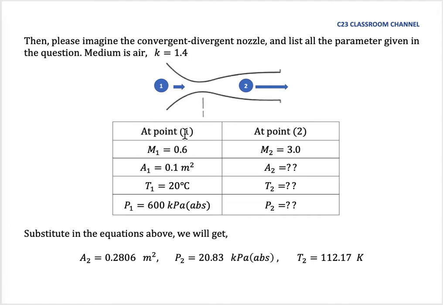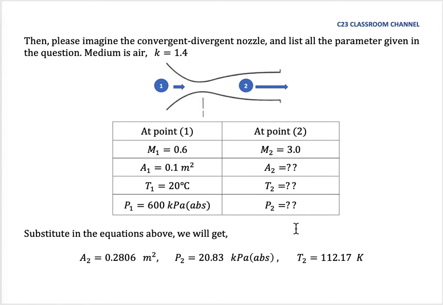Then please list down all the parameters that you get from the question. For example, at point 1, which is the converging section, we know that M1 is equal to 0.6, A1 is 0.1 meter square, T1 is 20 degrees Celsius, and P1 is 600 kilopascal absolute. And then at point 2, from the question, we know that the Mach number 2 here is 3.0, and we need to calculate what is A2, T2, and P2.